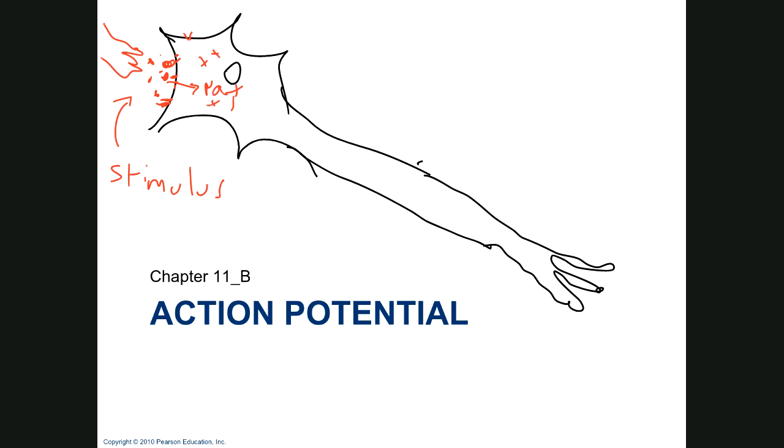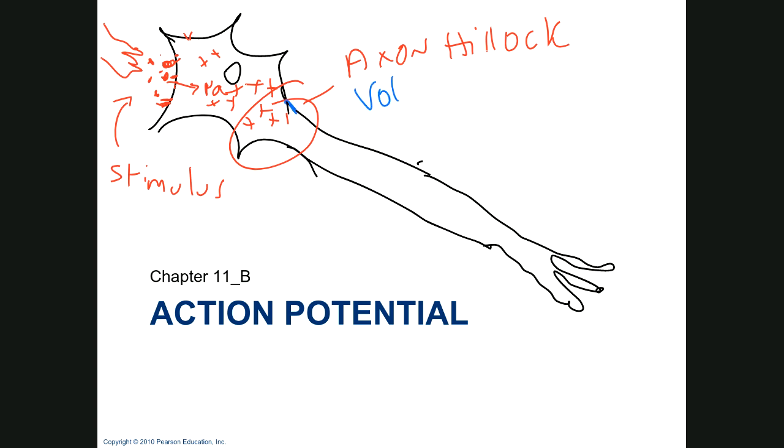The positive charges begin to travel, and they get to the area of the cell called the axon hillock. At the axon hillock, there's a different kind of channel. There we have voltage-gated channels, meaning that these channels are going to open when there is a change of voltage in the cell.